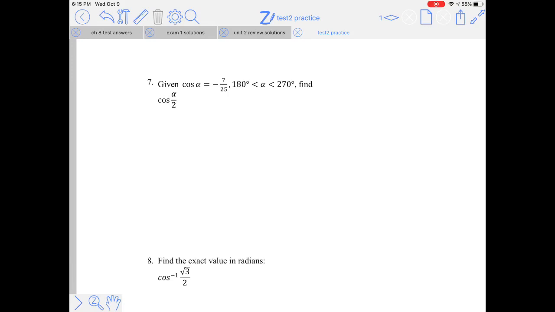So half angles, these are also from 3.3. If you use your reference sheet, you'll find that the cosine of alpha over 2 has a plus or minus in front of it, and then a big old giant square root. And now I can't remember, is it the 1 plus cosine or 1 minus cosine? 1 plus.